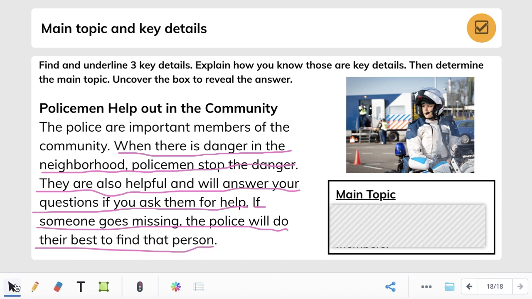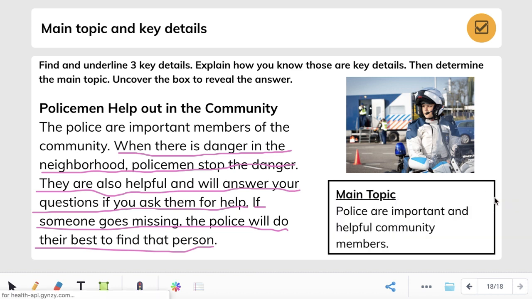So now let's think about that main idea. Remember, usually you can find the main idea in the first sentence. The police are important members of the community. So our main idea, our key details are telling us that they stop danger, they answer your questions, and they help find missing people. So our main idea here is going to be that police are important members of our community. And they're helpful community members.